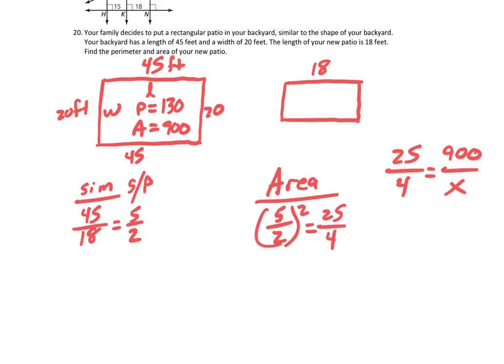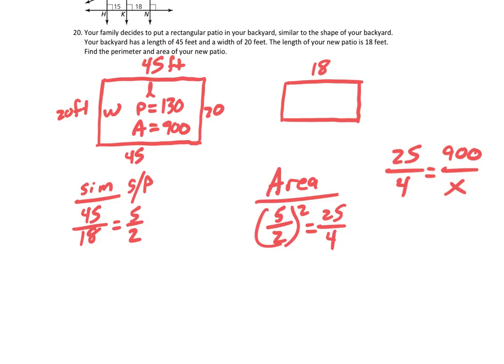Okay. So the key here is the ratio that I'm using in my proportion. If you use 5 over 2, you will get it wrong. Okay? And that's what a lot of people did on the quiz. They used 5 over 2 and did not square it. So, something you've got to pay attention to and be careful of.